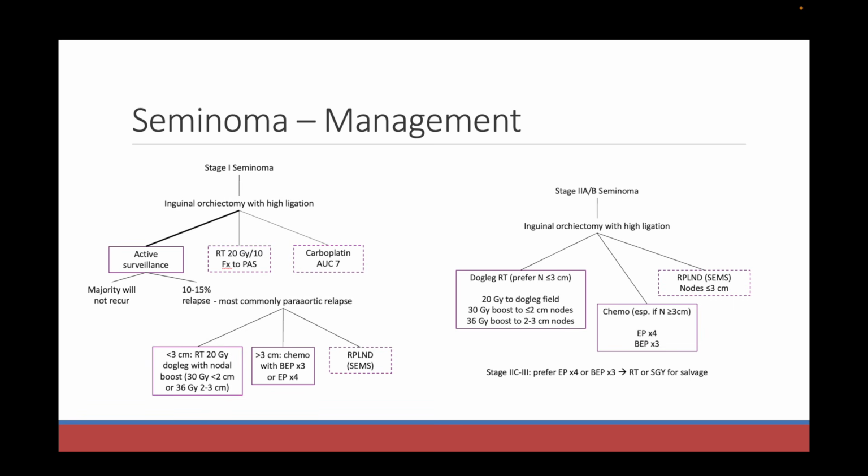For patients that have nodes that are over 3 centimeters in size, we prefer chemotherapy, and you can do etoposide and cisplatin for 4 cycles, or bleomycin, etoposide, and cisplatin for 3 cycles. So it's either EP for 4 or BEP for 3. And then another option is to do retroperitoneal lymph node dissection. That's a more recent study that came out. I probably would not mention that on boards at all. Most likely if they're giving you a stage 2 seminoma, they want you to do dogleg radiation with a boost to the lymph nodes.